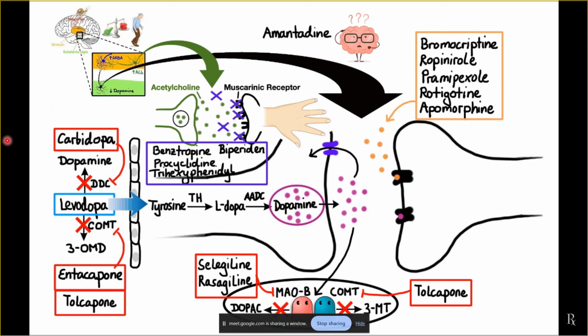Then we also have inhibitors of catechol-O-methyltransferase, entacapone and tolcapone, that can further decrease the adverse effects of levodopa and increase its activity because of the decreased metabolism on the periphery, so more levodopa can enter the central nervous system.